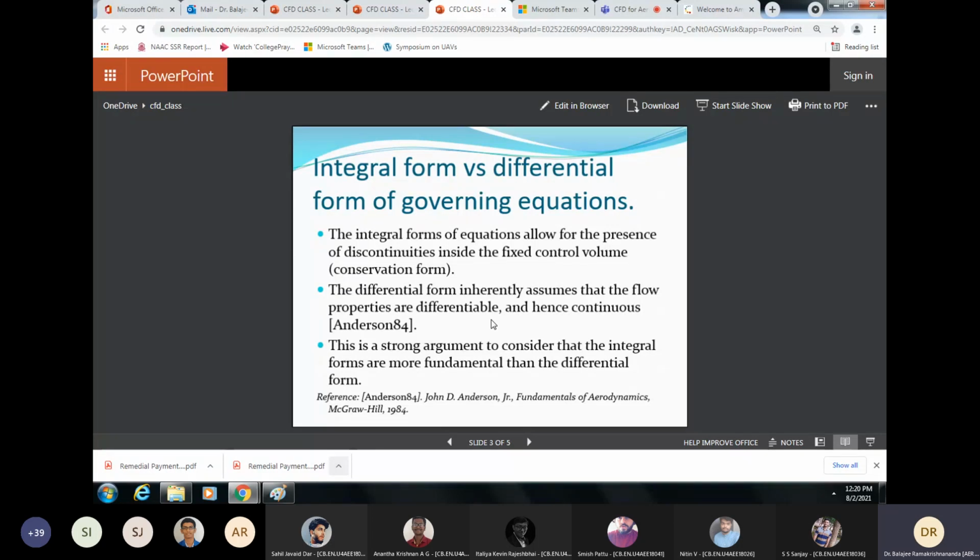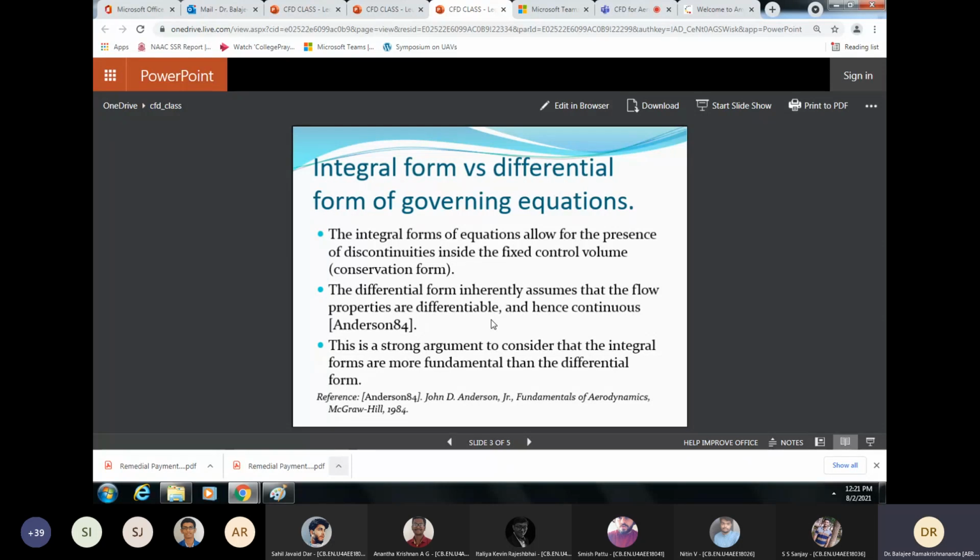But the differential form inherently assumes that the flow properties are differentiable. Because they are differentiable, they should be continuous. This is a problem. Okay. Now, not that you cannot use the differential form, but it inherently doesn't have the mathematical capacity to handle these things theoretically. So it's a strong argument to say that the integral forms are more fundamental than the differential form.